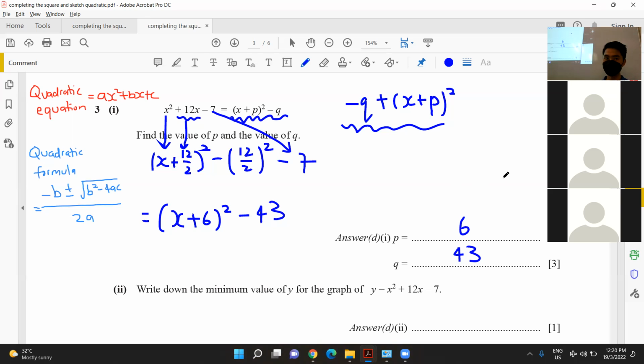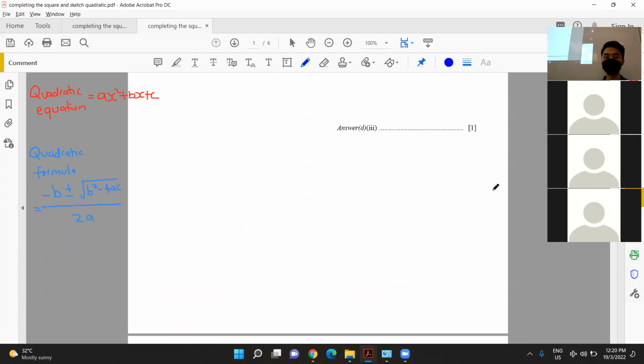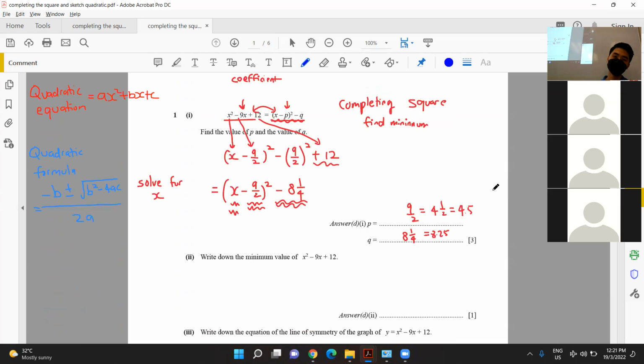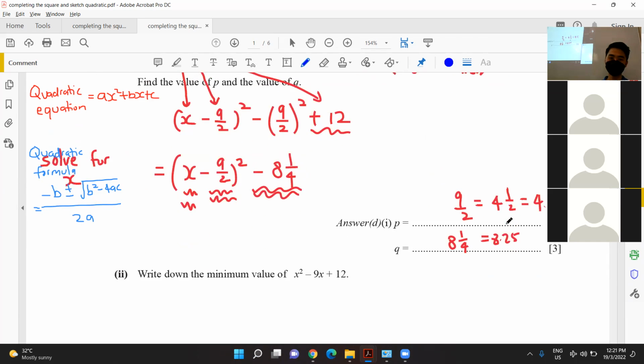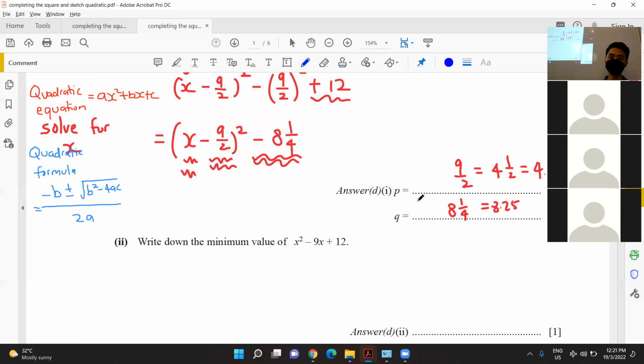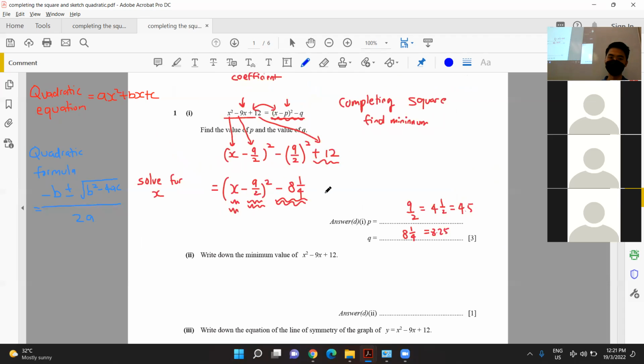So we only do half the B value. Okay, now let's look at the application of the completing the square. So guys, back to your first page here. Now you see in the follow-up question to it, after you have done your completing the square, they will ask you to find the minimum value of your quadratic equation here that we just did in completing the square method.